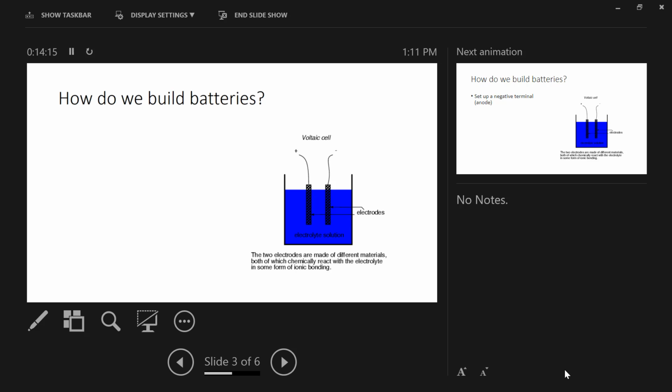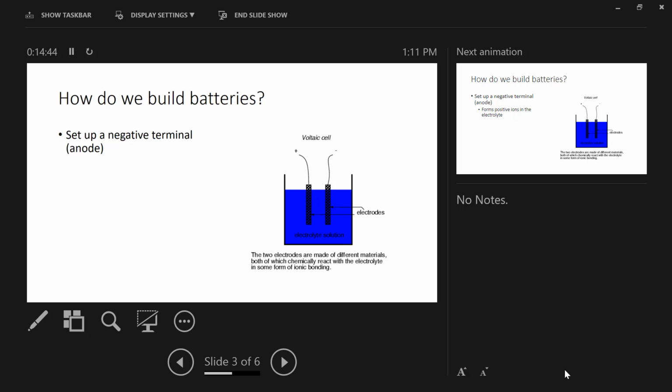And so here is this drawing up here. But notice there's something on here that is not on here, and that's some signs of the charge. Okay? So let's build this. Let's build a battery. Let's build a voltaic cell. Shall we? First thing we do is we set up a negative terminal.